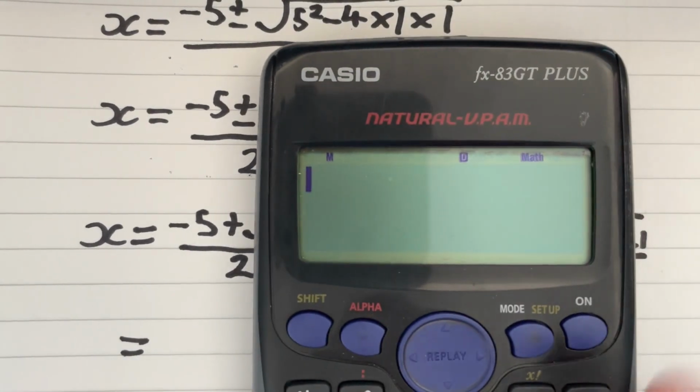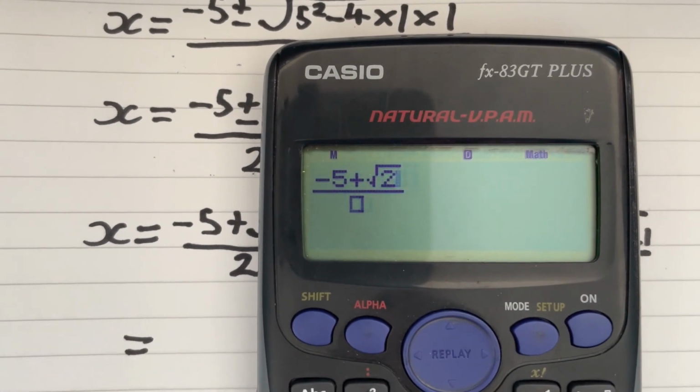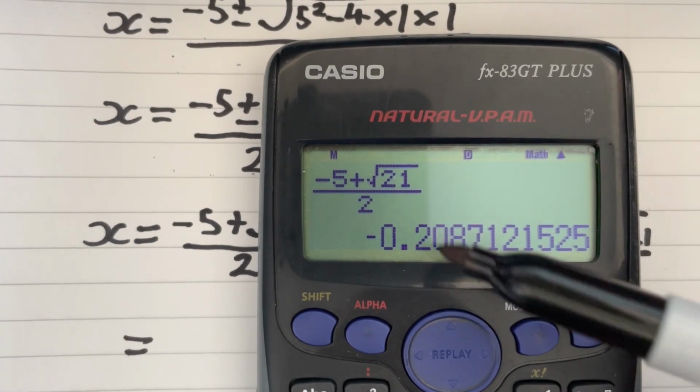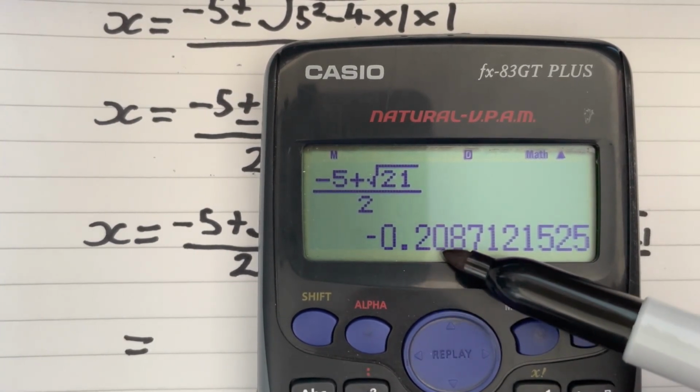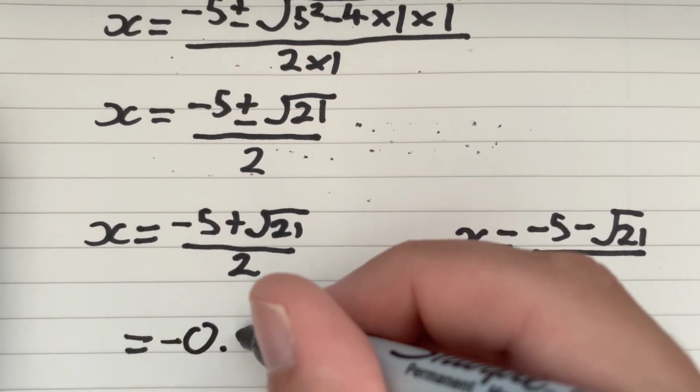So we need to have minus 5 plus the square root of 21 all over 2. And then to 2 decimal places, that will give us an answer of minus 0.21. And that's the 2 decimal places.